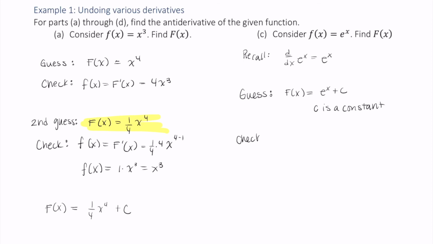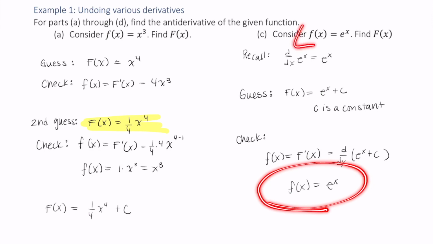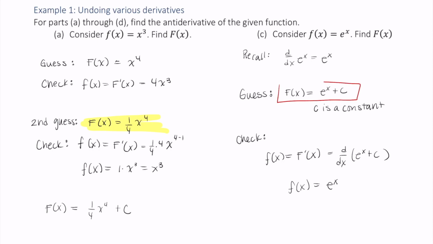And here is my check. Little f of x equals big F prime of x. And now this is equal to the derivative with respect to x of e to the x plus c. So little f of x is equal to just the derivative of e to the x, which is e to the x. And the derivative of a constant with respect to x is just 0. So little f of x is equal to e to the x, which matches. So my antiderivative is definitely correct here. And I'll go ahead and circle this one while I'm at it.